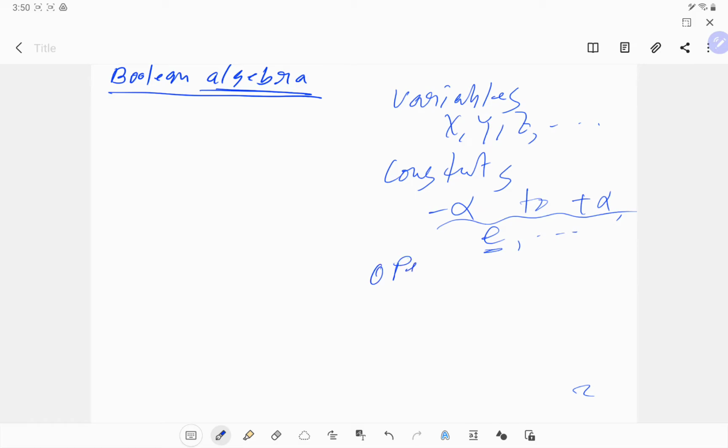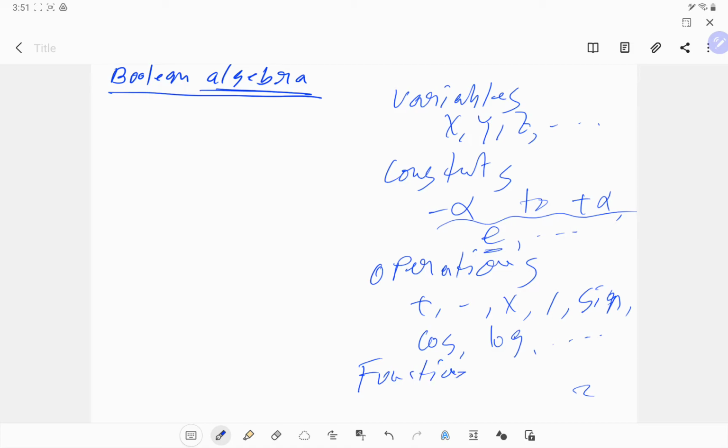Then we got operations. So operations can be plus, minus, times, division, sine, cosine, log, and so on. It also has the functions. For example, a function of x, if x is a variable, then it's an expression like x squared plus x plus 1, something like that. Then we got expression.